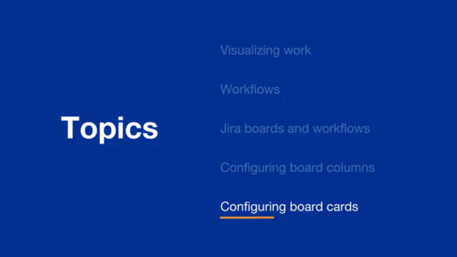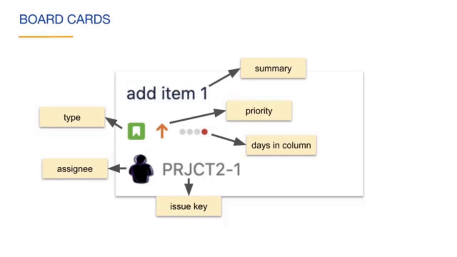Next, we will discuss configuring board cards. A board contains cards which contain a small number of the field values for an issue. Here's a typical card. The icon on the left is the issue's type, which in this case is a story. The arrow represents the issue's priority. The dots represent the relative number of days that the issue has been in this column. In the lower right is the issue key and the icon for the assignee, or person who is responsible for completing the issue's work in that column.